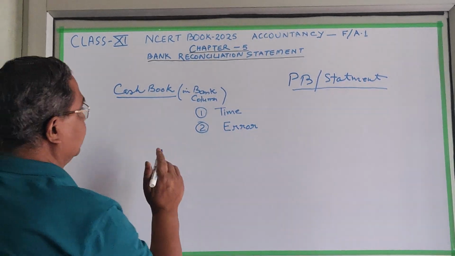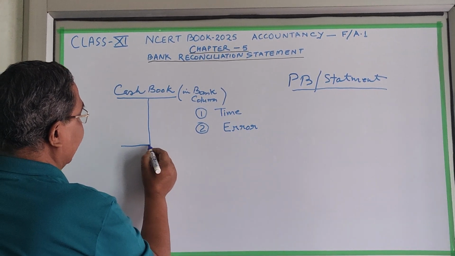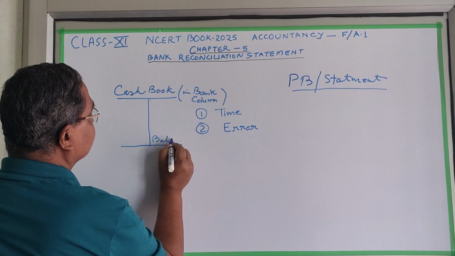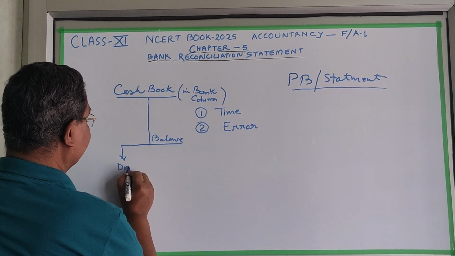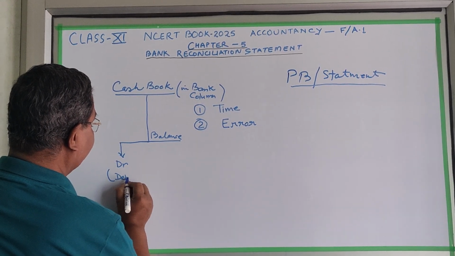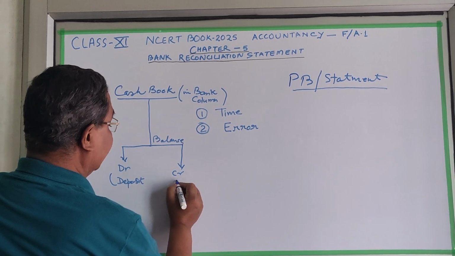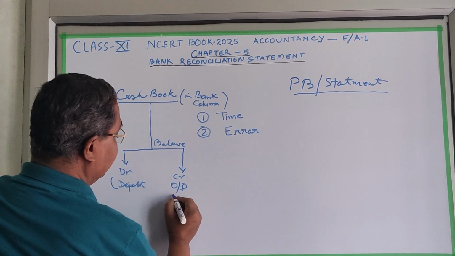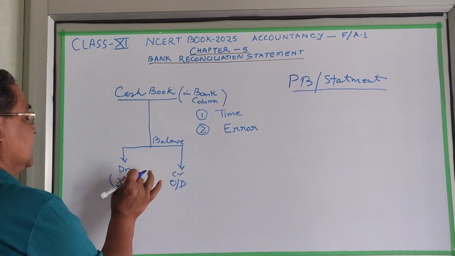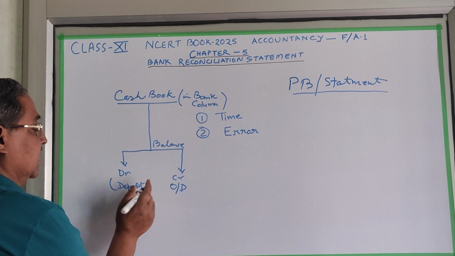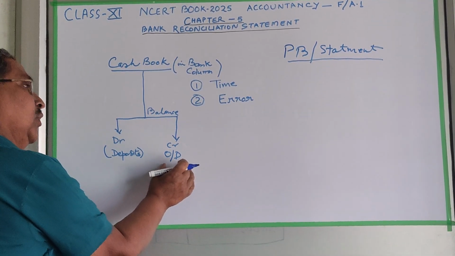To understand it better, in the cash book also we have two types of balance. One is a deposit balance, that is debit. Debit means deposit. The other is a credit balance, which means OD, overdraft, meaning overdrawn. So in the cash book, a debit balance represents deposits, and a credit balance represents an OD.